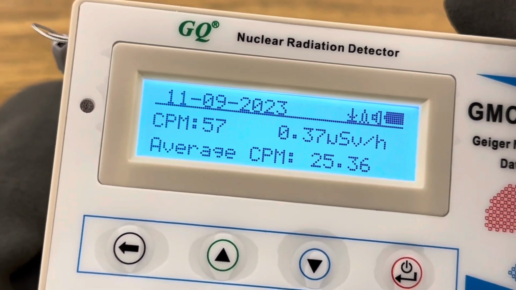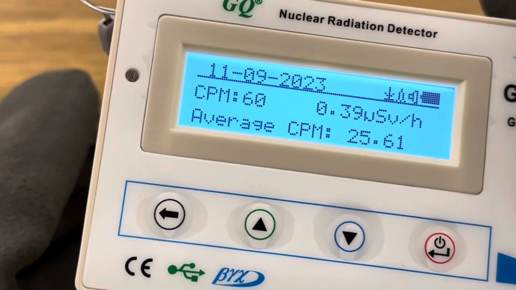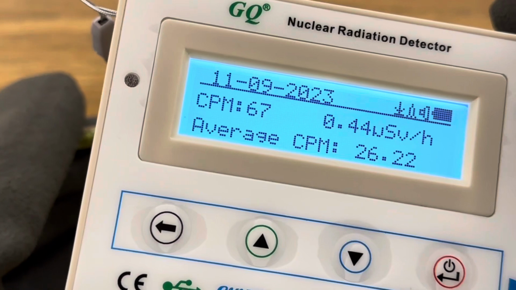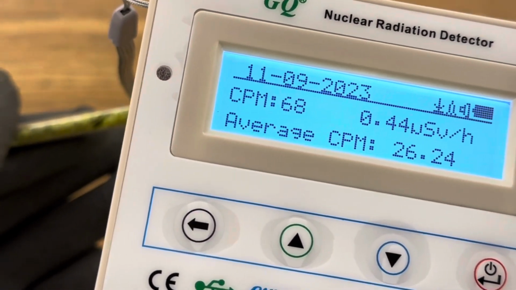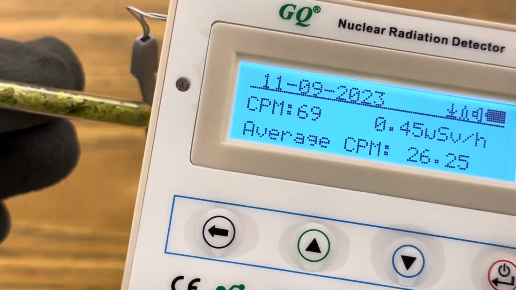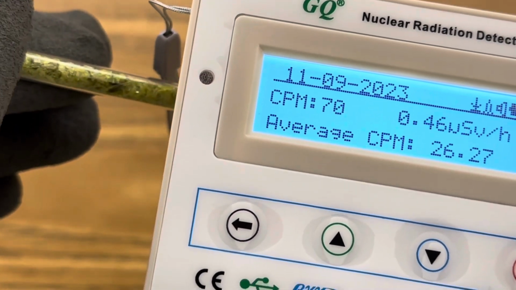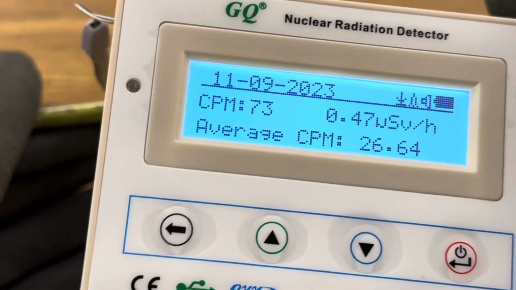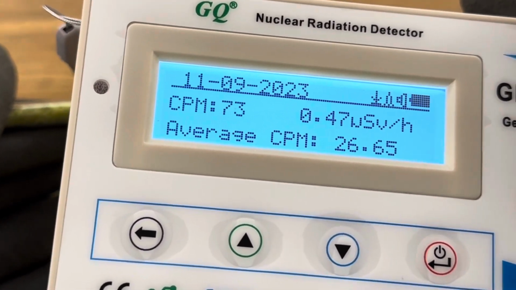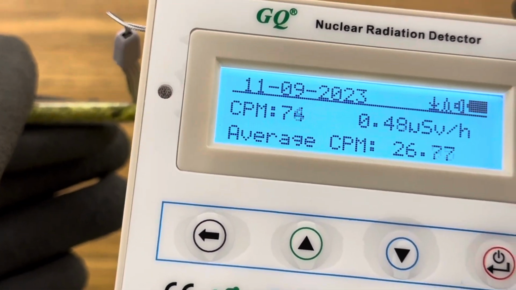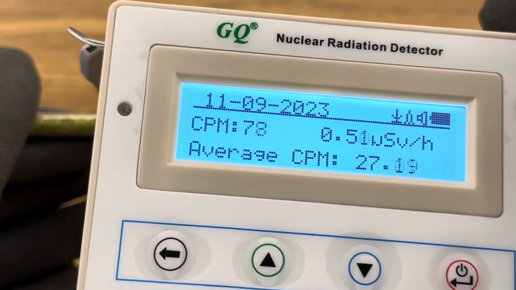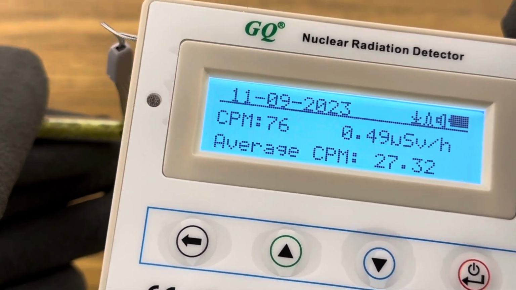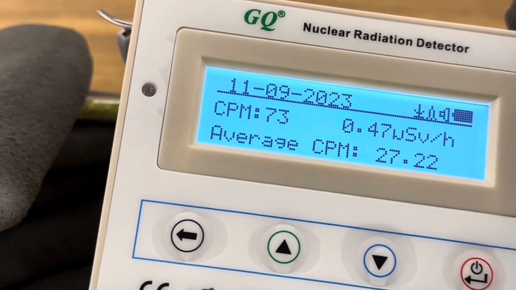Now if this gets over 100, we're going to put it back in the lead and shield it and see what that does to our Geiger counter. It should go right back down again. So again, you can see the uranium that's in this glass vial. We're up to 70 and slowly climbing. And again, this is mostly alpha radiation coming off of uranium-238.